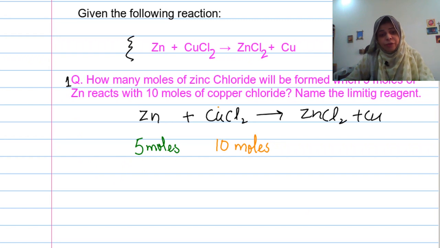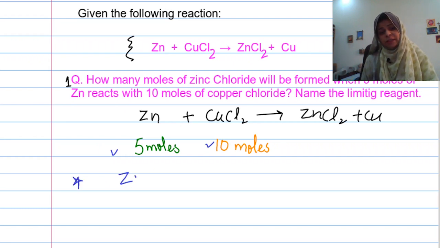5 moles of zinc is here and 10 moles of copper chloride is reacted. The question is: is all the zinc reacted in this reaction, or will all the copper chloride react? Which one is limiting? We will identify it. The way to identify it, first of all, is the ratio method. In this ratio method, the ratio will be between these two reactants.